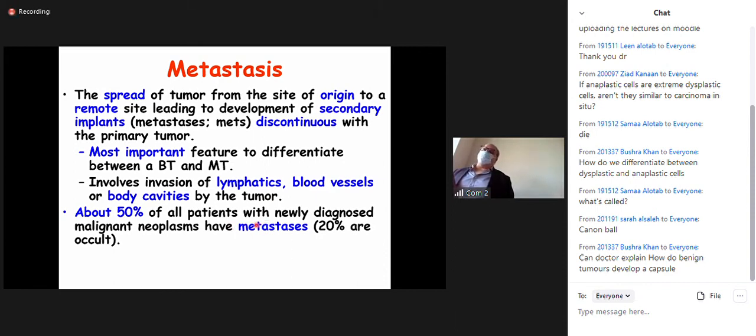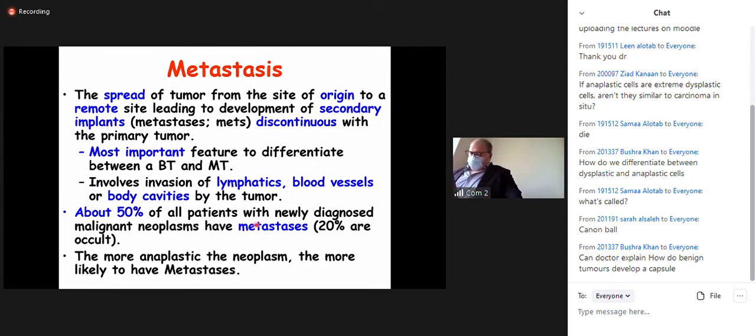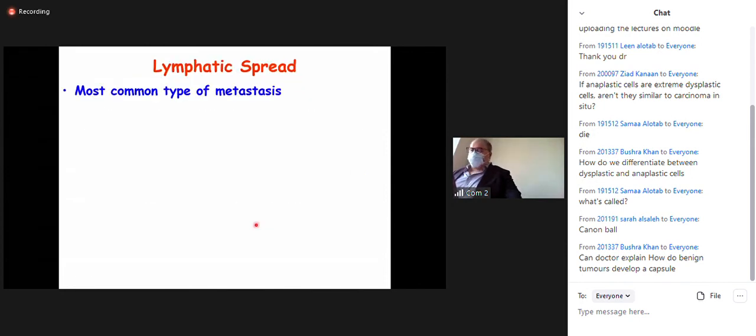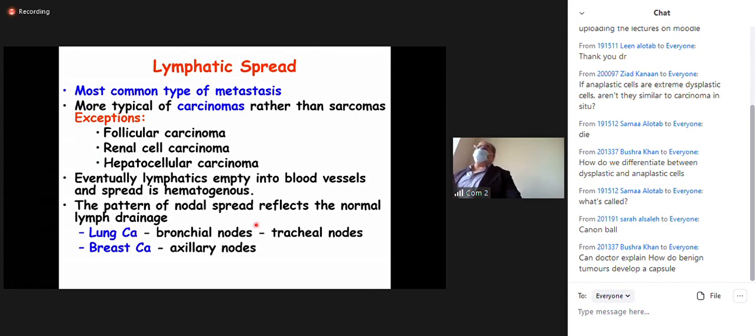That tells you that the efforts for early detection, which is the only thing that could help a cancer patient, are failing. If half of your cancer patients are presenting with metastasis, that means your early detection attempts are failing, and failing miserably. All right, so the routes of metastasis, starting with the lymphatic route. The lymphatic route is what is favored by the epithelial malignant tumors, the carcinomas.